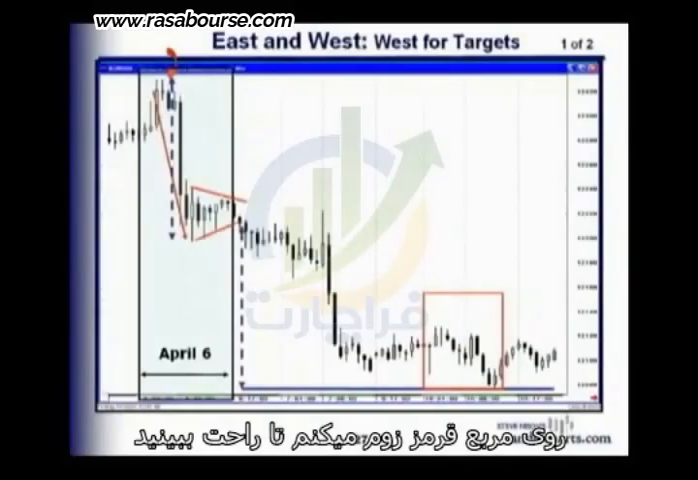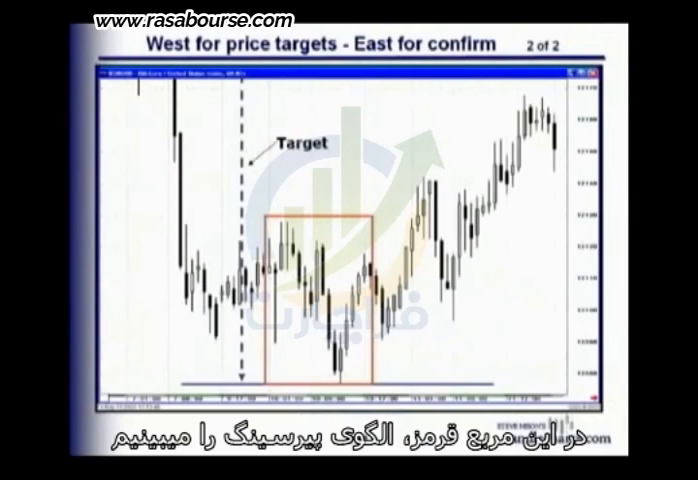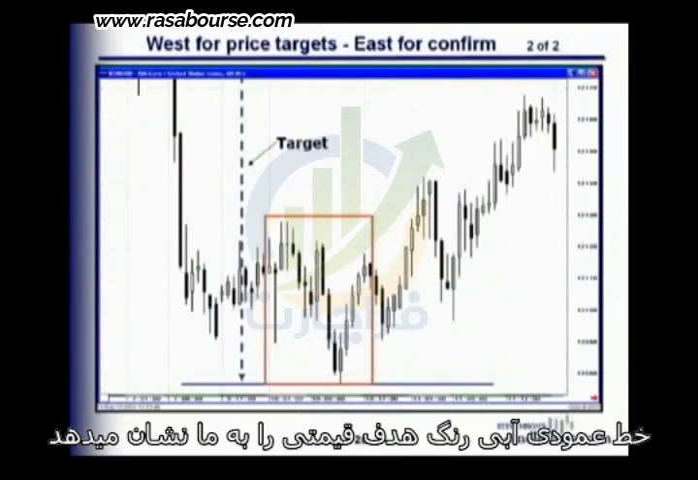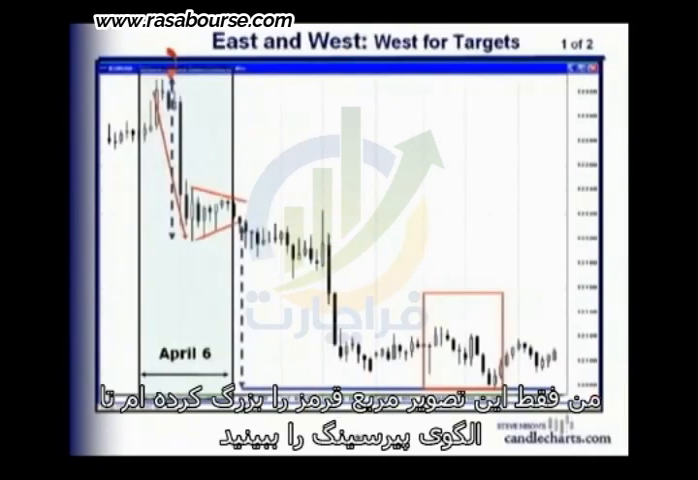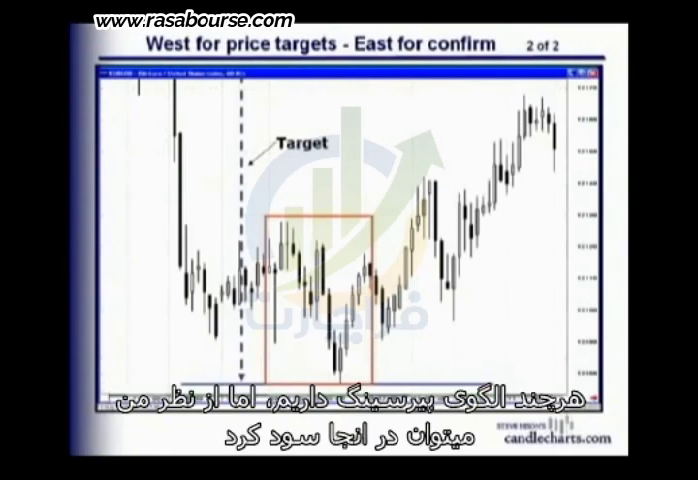I'm going to blow up that red square because it's a little hard to see. But in that red square is a piercing pattern. See that vertical blue line is showing us where the target is. I just expanded this red square to show you the piercing pattern. Okay.